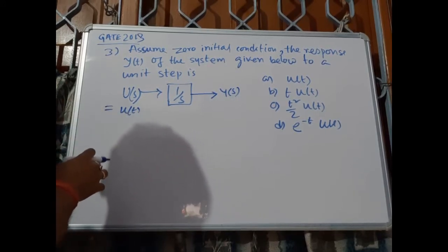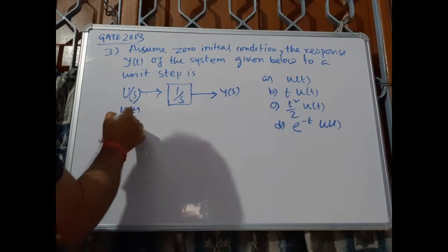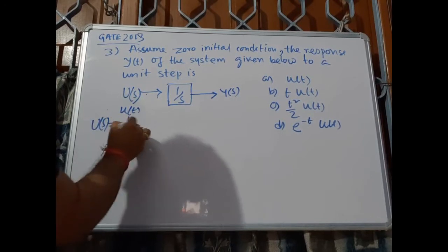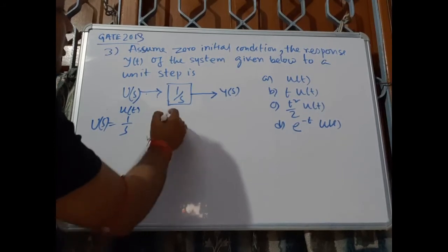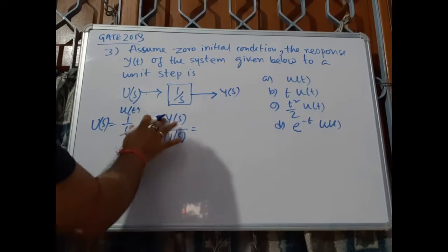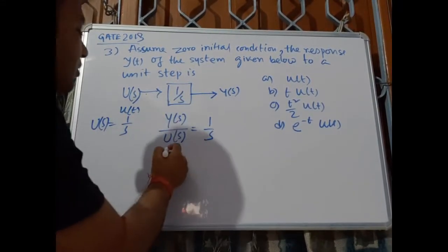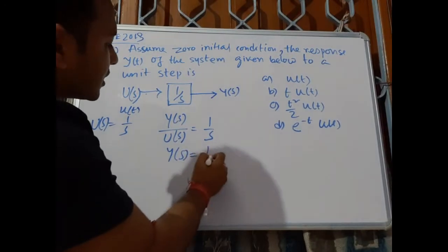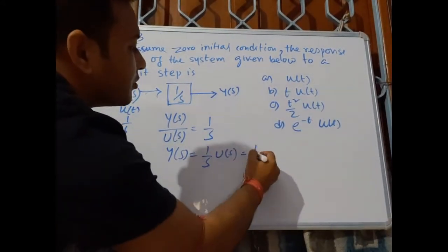Here u(t) is the unit step function, so U(s) will be 1 by s. Now the output Laplace divided by the input Laplace gives the transfer function, which is 1 by s. Now Y(s) is equal to 1 by s times U(s), and U(s) is 1 by s, so Y(s) is 1 by s square.